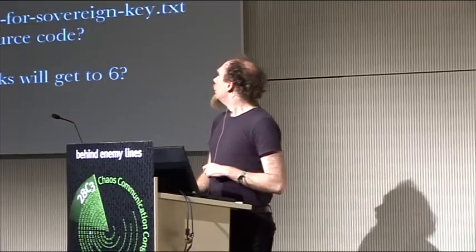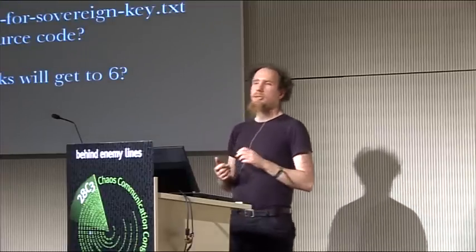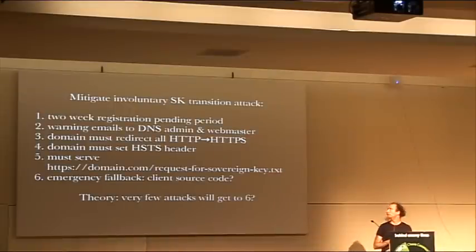They own the TLS server. They can make it do anything they want. And so it's going to check out. This is a slightly messy mitigation, but maybe it'll work. We have a 2-week pending period for a new registration of a sovereign key. While you're waiting, you get a bunch of warning emails that go out to the technical contacts, the DNS contact, root at thedomain.com, saying, hey, are you really doing this? If not, click this link and we'll stop it.